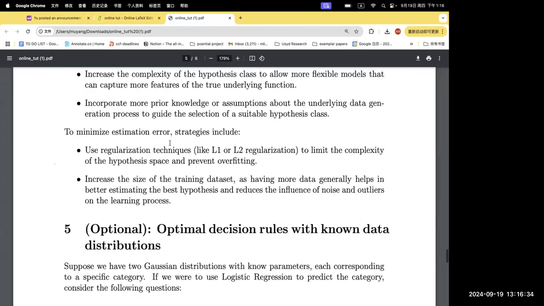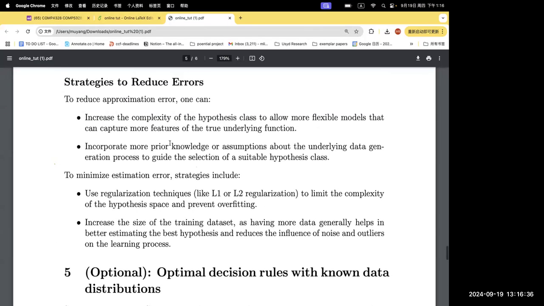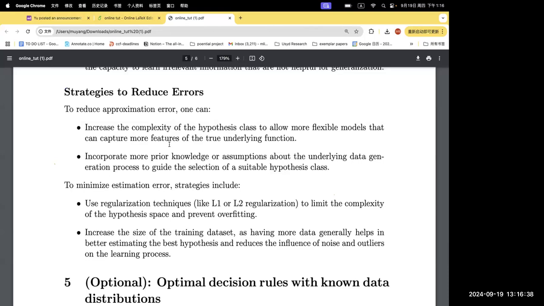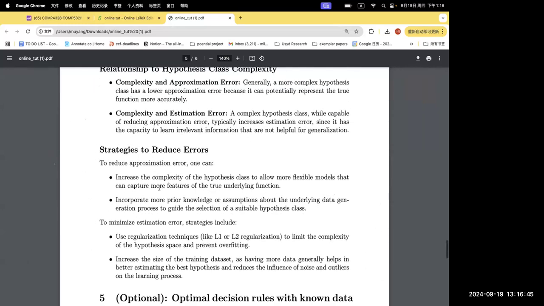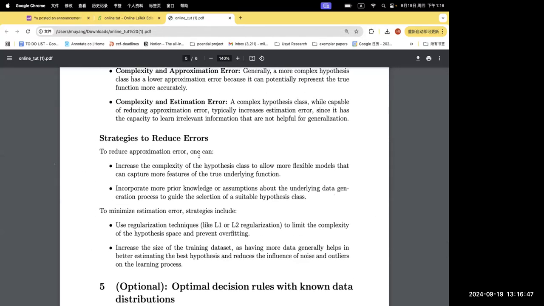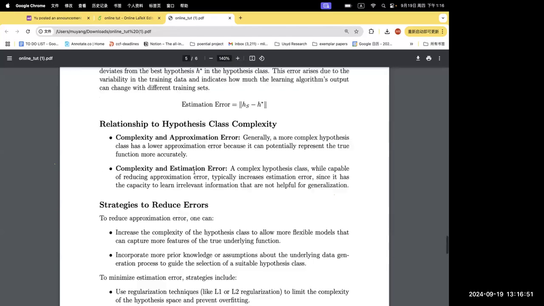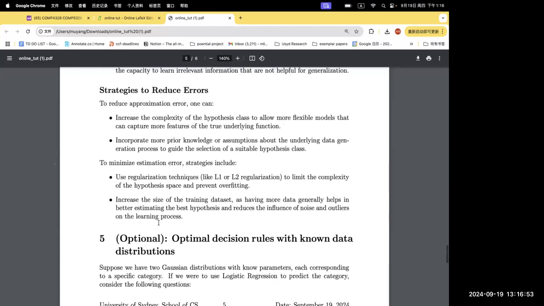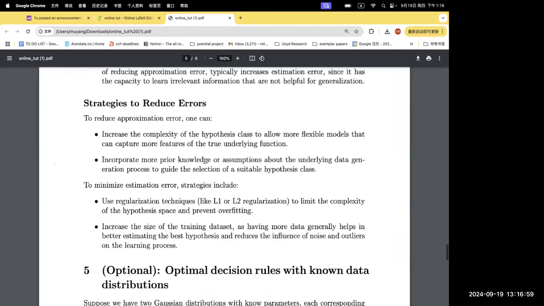Okay, that is probably a little bit abstract to perceive. So we will also look at some more concrete coding examples, which tell us what the approximation error and estimation error look like if we have sufficient training data.